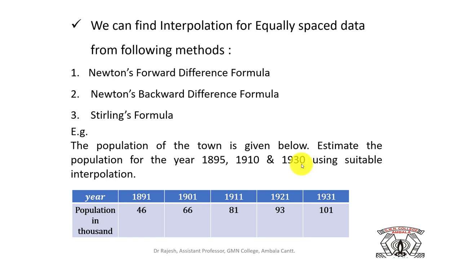Equally spaced data is the data in which the spacing between the arguments is equal, and unequally spaced data is the data in which the spacing between the arguments is unequal. So there are different formulae used for interpolation of equally spaced data and unequally spaced data. For equally spaced data we have studied Newton's forward difference formula, Newton's backward difference formula, and Stirling's formula. These are important formulae from the examination point of view.